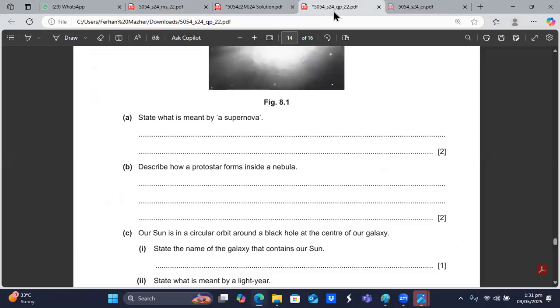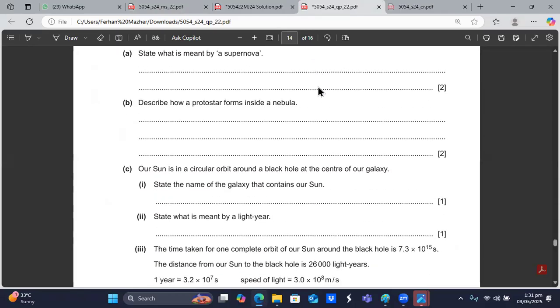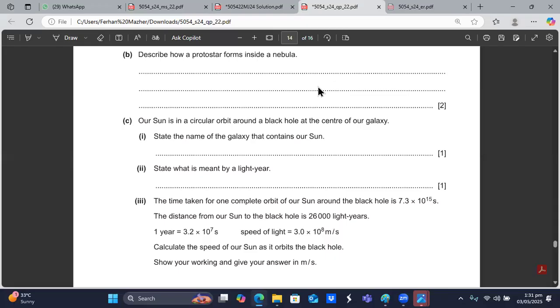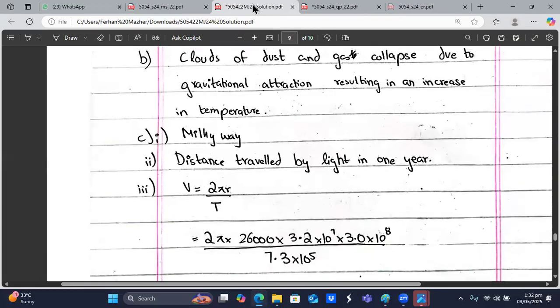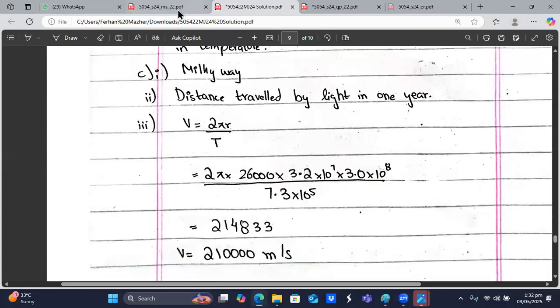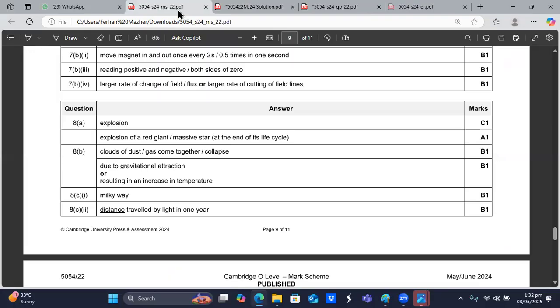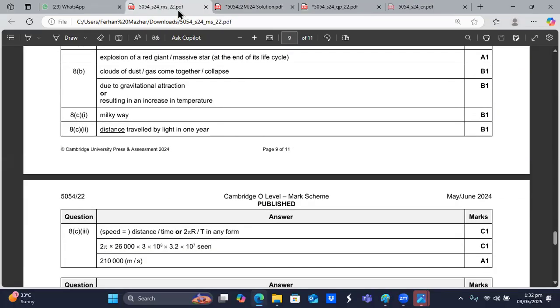The next question is C part. Our sun is in a circular orbit around a black hole at the center of our galaxy. State the name of the galaxy that contains our sun. The name of the galaxy in which our sun, our solar system, is, is the Milky Way. So let's have a look at the marking scheme. Milky Way is the answer.